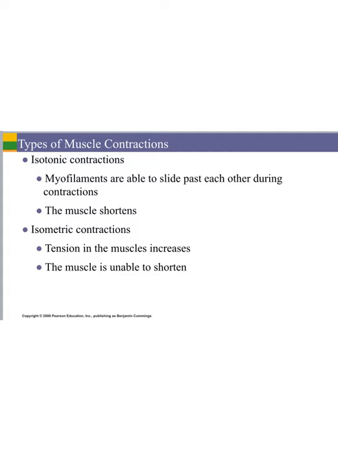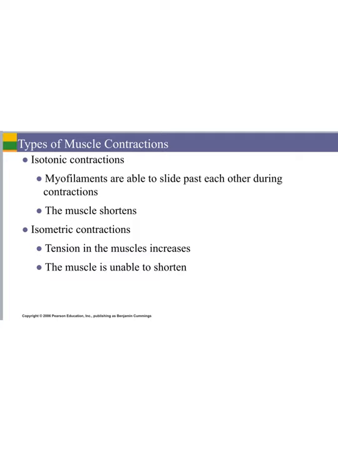The muscle shortens. These are the types of contractions that we observe when we have to lift something or carry something, or we're jumping, or actually when we're using our leg muscles to lift something. But this is when you have the shortening of the muscle fibers. Okay, isotonic.